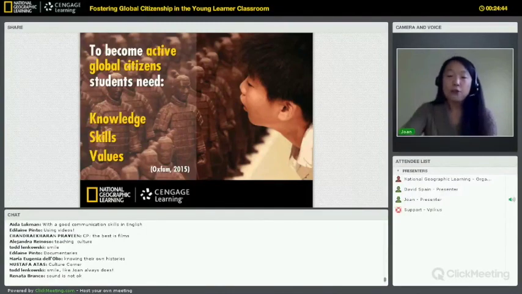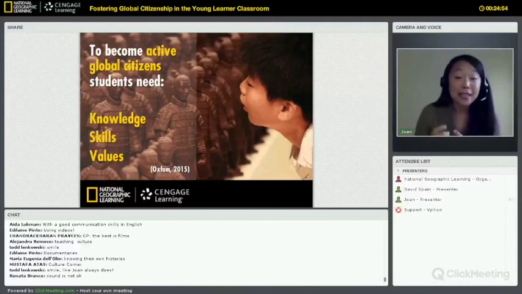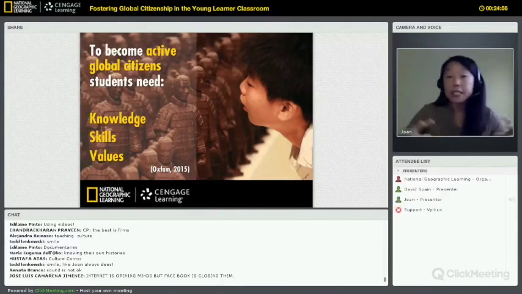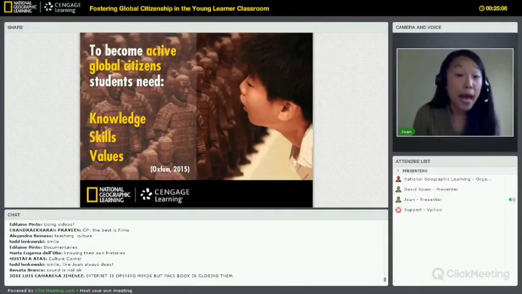So for global citizenship, the knowledge includes understanding all aspects of the world. Skills focuses on skills and competencies across all aspects of thinking and communication. And the values, of course, include focusing on developing a core set of values and beliefs that ensure young people feel empowered to contribute in a positive way to the planet and their future.